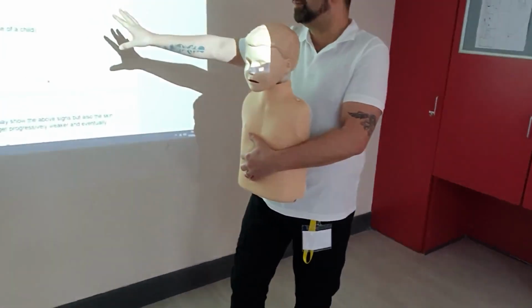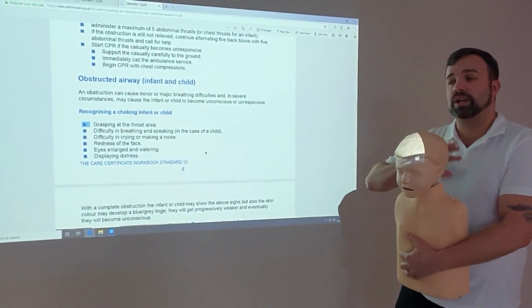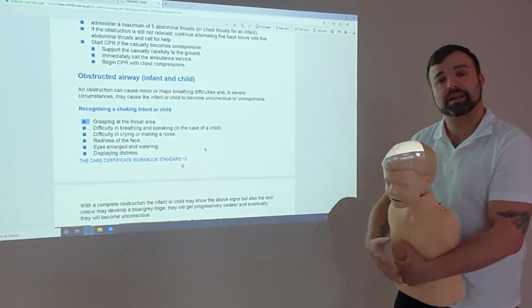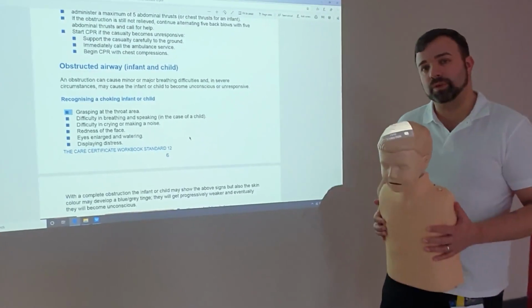So again, the same sequence. We're going to try and ensure that we're going to calm them down. We're going to ask them to cough. We pat and we do the thrust. And then finally, let's look at what we can do with the baby.